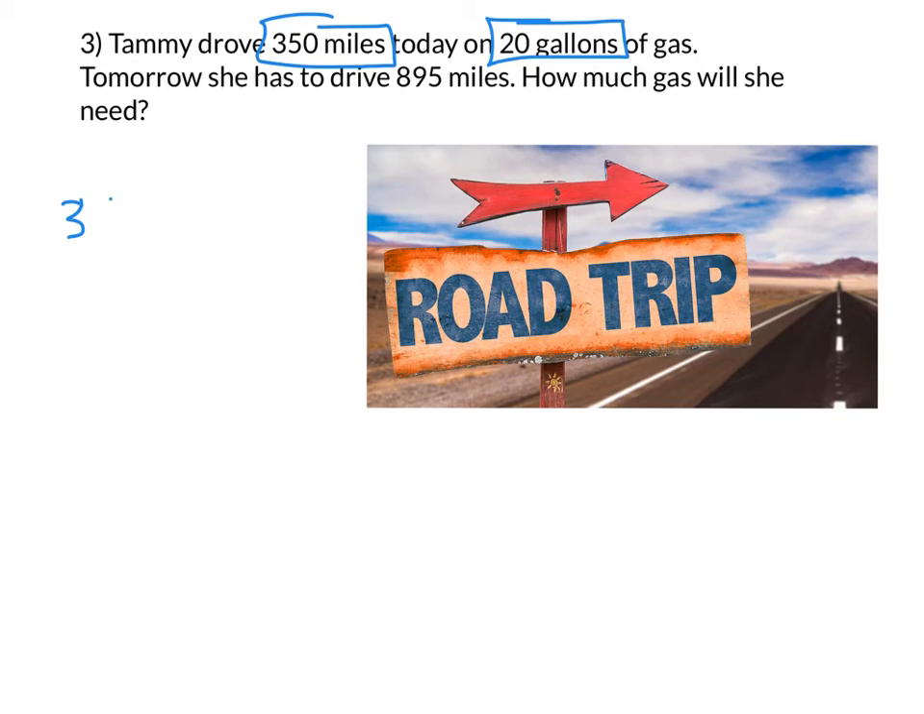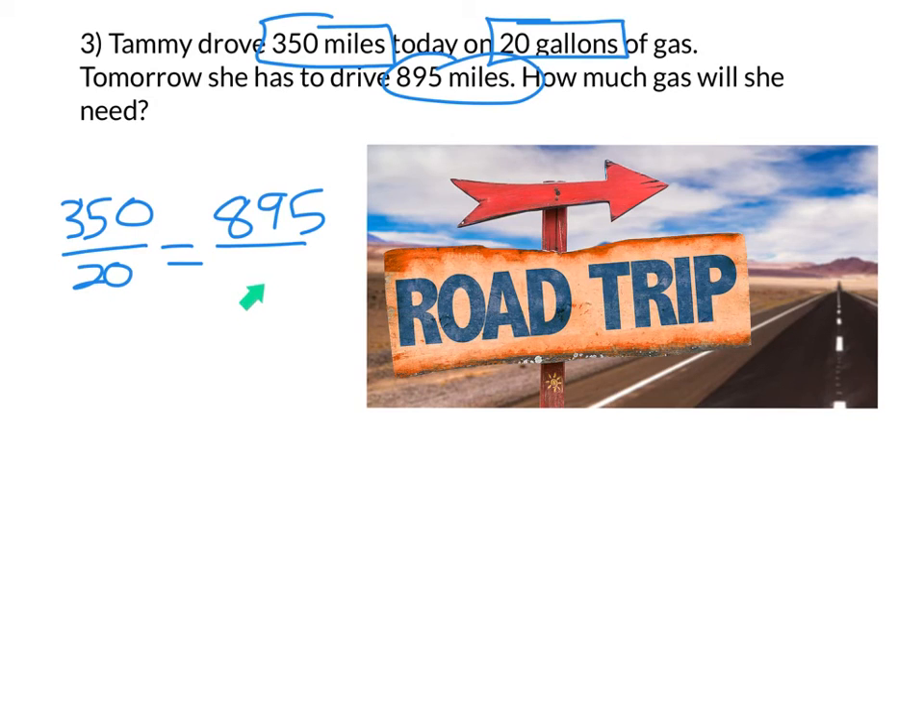350 over 20 equals, now I've got to be careful since I have miles on top right here, I've got to make sure my miles goes on top over here too. We always want to be consistent. So that is going to be 895 miles, and I have 20 gallons of gas on the left. I've got to put gallons of gas right here, but that's what I'm looking for. How much gas will she need? So I'm going to use a variable to represent that. Let's go with G.